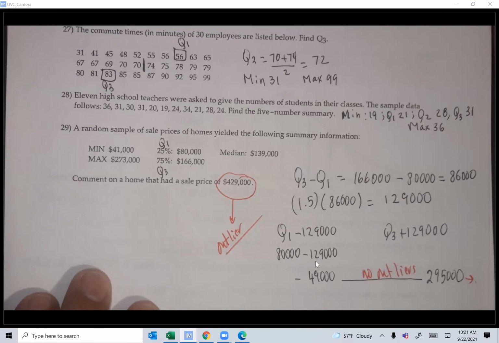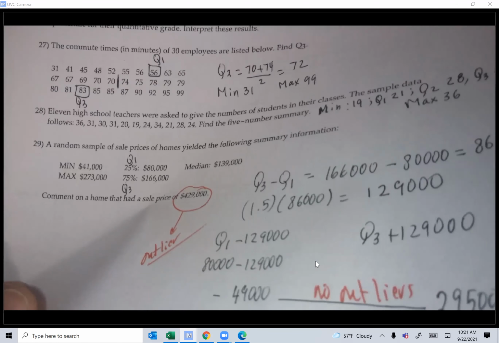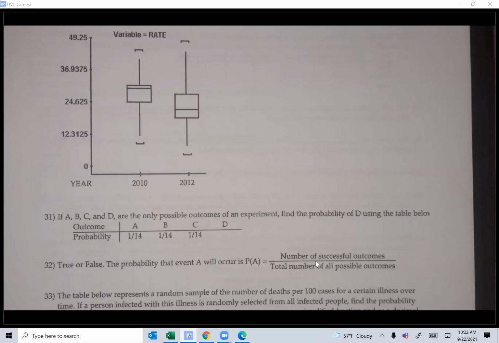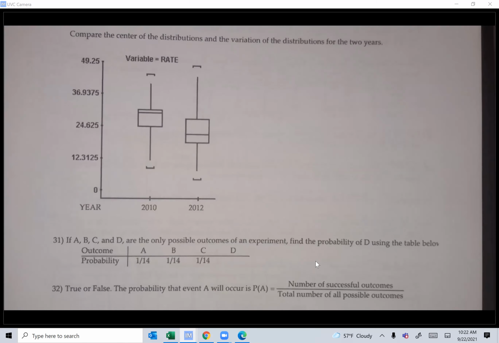Okay. Next, we'll get into chapter 3. That's one more question, and then we'll get to chapter 3.